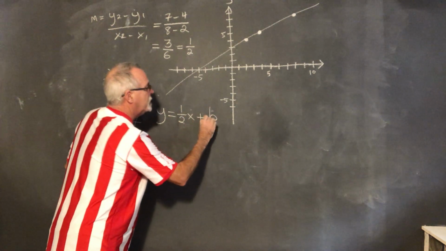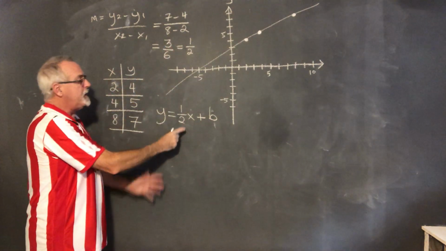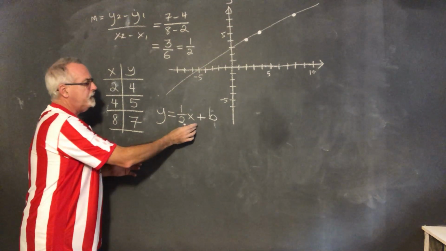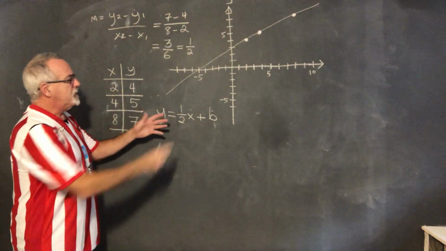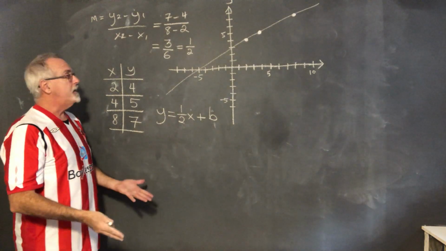What I like to do is write y equals half x plus b. I have my slope in position because I found that. And now I have too many variables. I have y, I have x, I have b. That's too many. I want to turn this into something that only has one variable so that I can use algebra to solve for that variable.